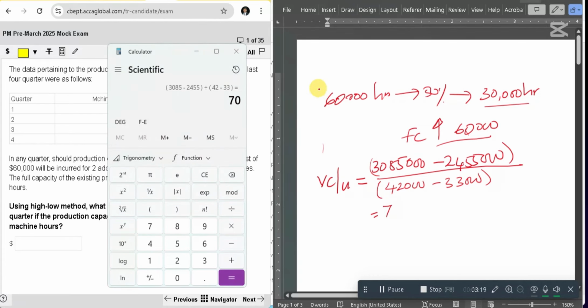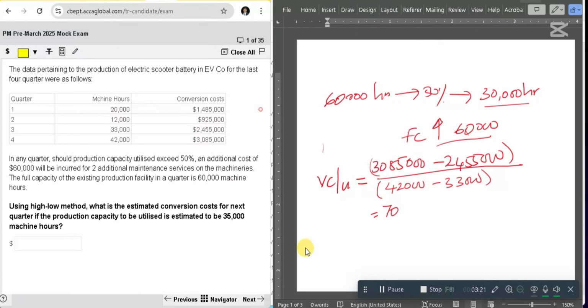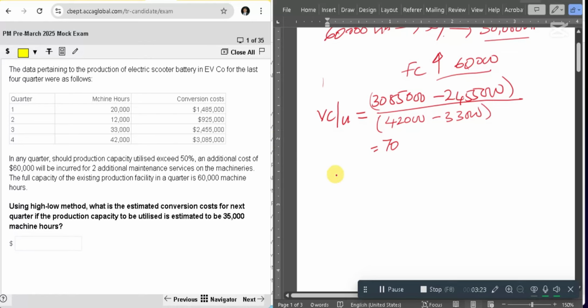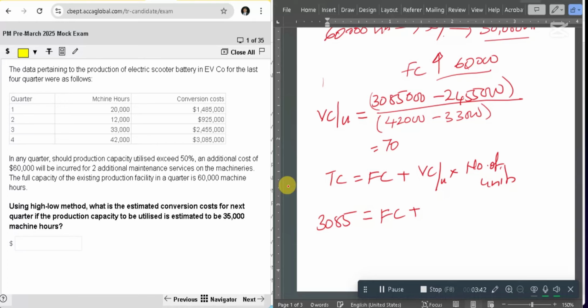Right. Then how do you find fixed cost? Total cost equals fixed cost plus variable cost. This is the formula. You can apply this to one of the two that you have selected, 33 or 42. If I apply to the second one, total cost is 3085. Fixed cost we don't know. Variable cost per unit 70. Number of units 42,000. Thousands I have left. If you want thousands, I will write it in full. No problem, as you like.